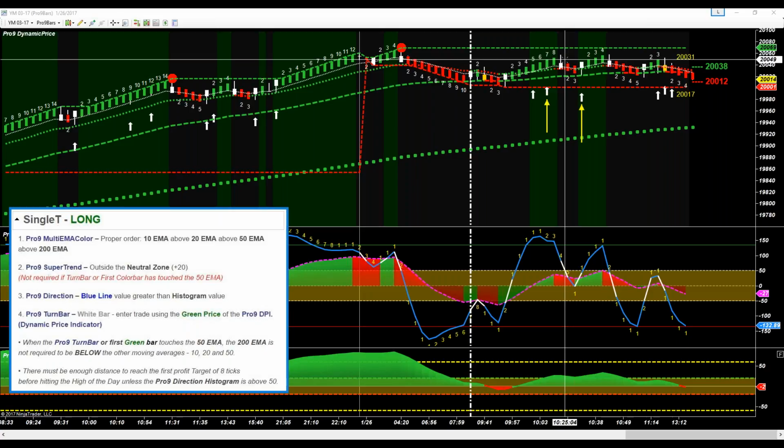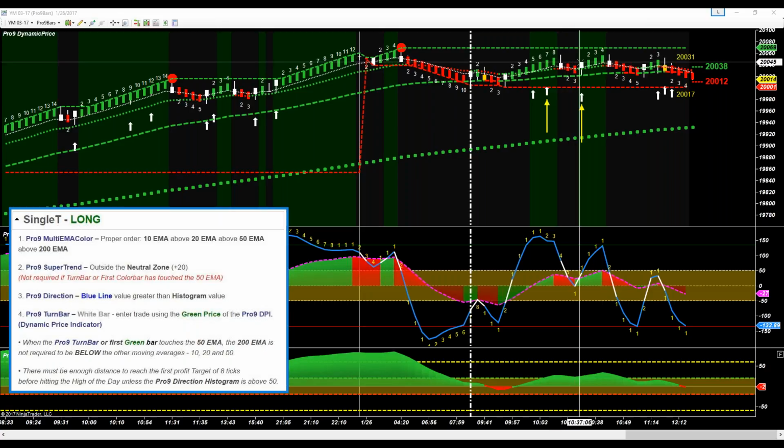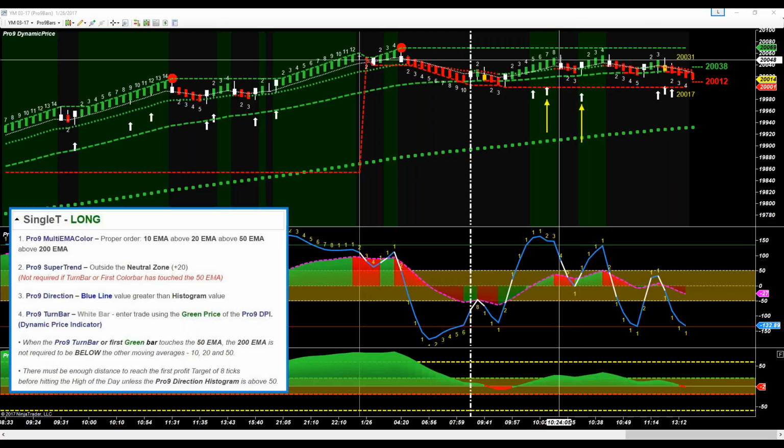In this case with the single T, we have multiple color bars in between our 2 turn bars here. So this is basically saying that the trend has reversed enough and then started trending long again, but it's been a long enough price movement in between those points that this can be considered a single turn bar trade or the start of its own leg.